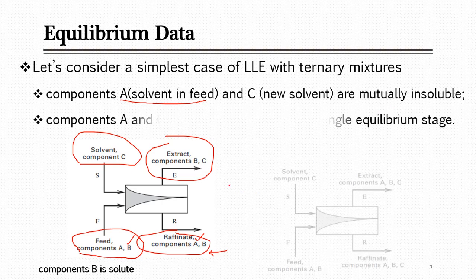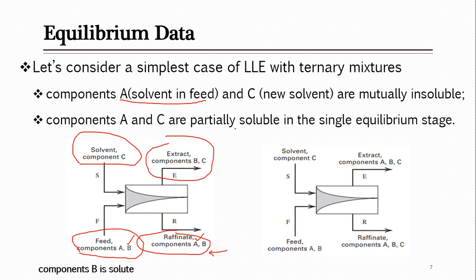Now, the next case is when components A and C are partially soluble in a single equilibrium stage. You bring the same feed, which contains two components A and B, where A is the carrier, the initial solvent, and B is the solute, in contact with the solvent C. You mix them, and after settling you get extract and raffinate phases. Look at the extract phase: it contains all three, A, B and C. Definitely it will be rich in solvent component C.